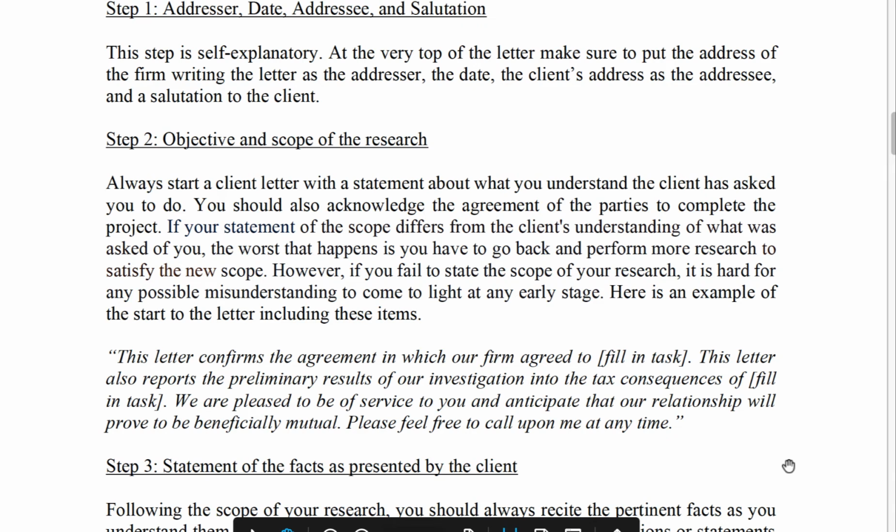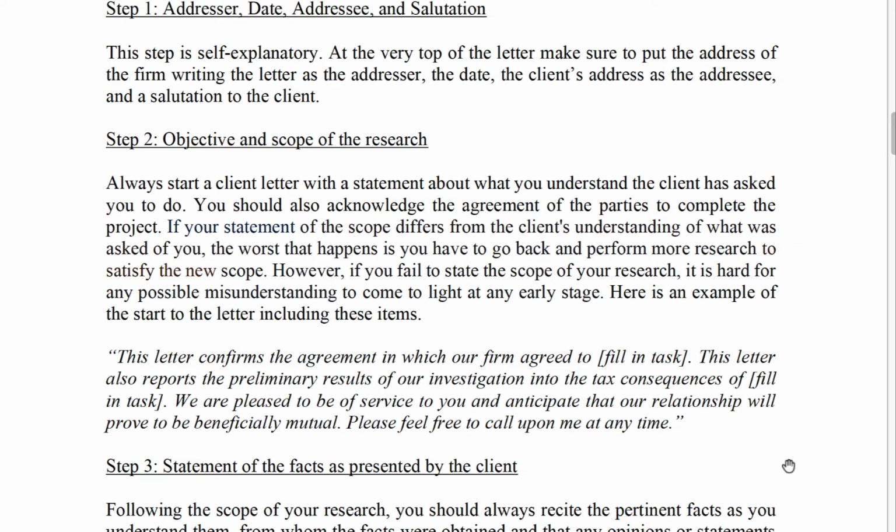Step two, objective and scope of the research. So remember, what we're doing here is putting information about the agreement in which our firm, what they're doing, as well as reporting the results of, if you're doing a tax research project, a specific transaction. You also want to have some fluff language. So let's go ahead and do that.